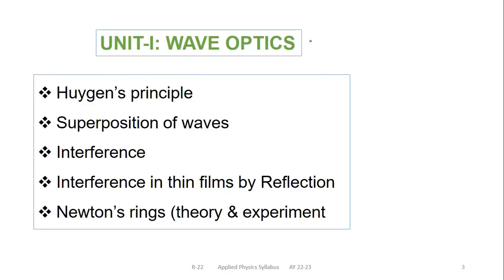In wave optics we have mainly three parts: interference, diffraction and polarization. As part of interference, we have Huygens principle, superposition of waves, interference basic definitions and the conditions for interference. Along with it, interference in thin films by reflection and Newton's rings, theory and experiments we have to study.